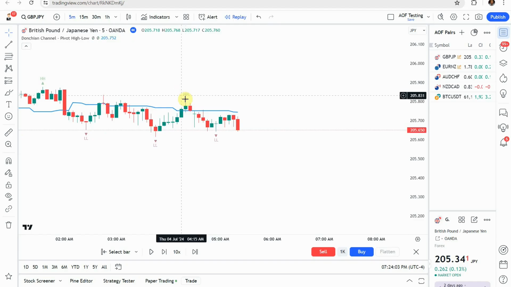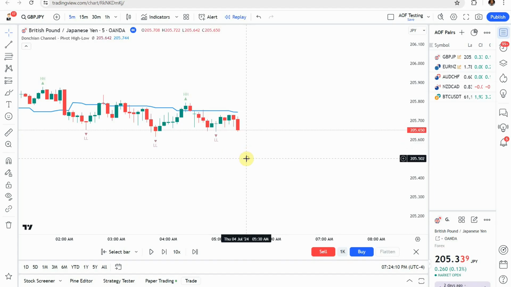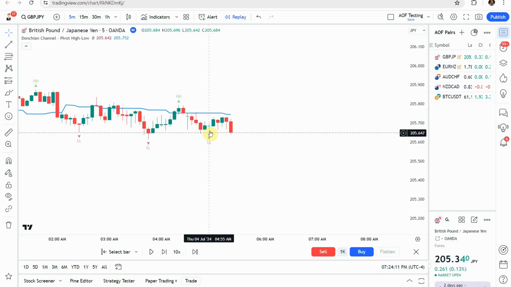We're looking for the HH for the longs. We're looking for the LL, the lower lows, for the shorts. And so once we get the break of the close of this candle right here, as we do here on this candle, that's going to be our signal to enter into a short.